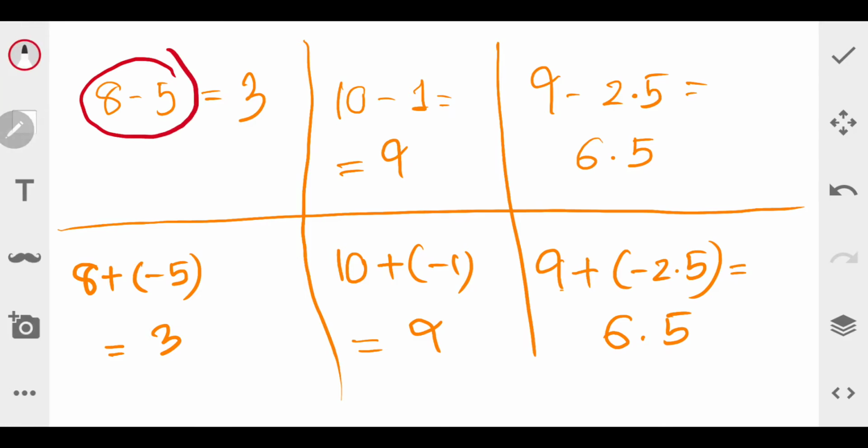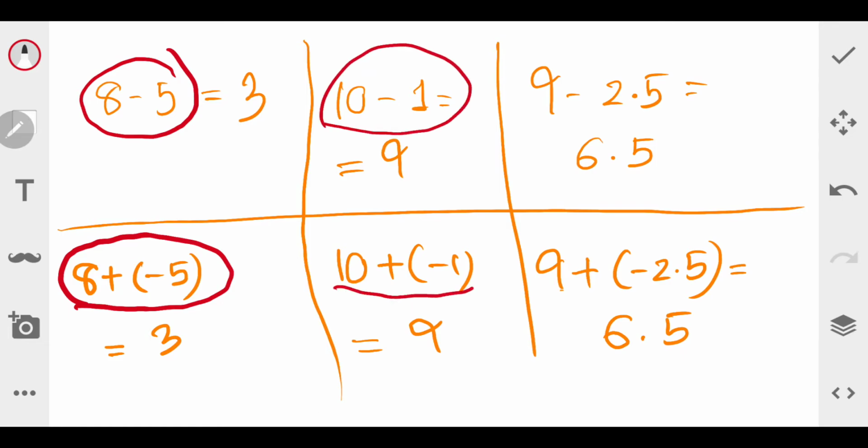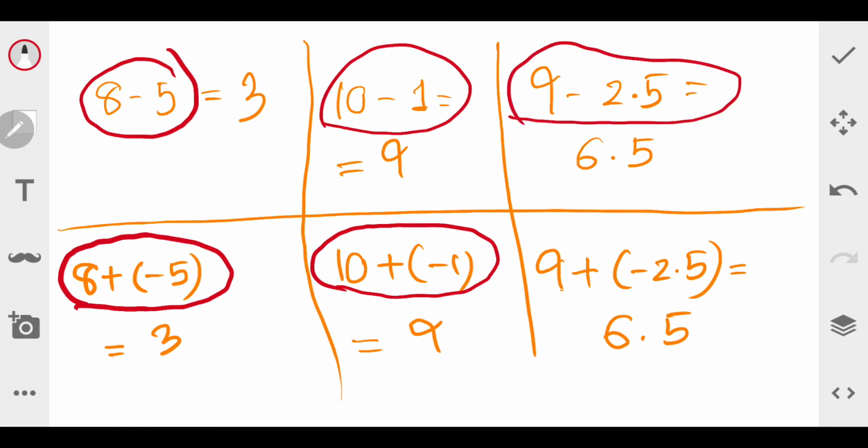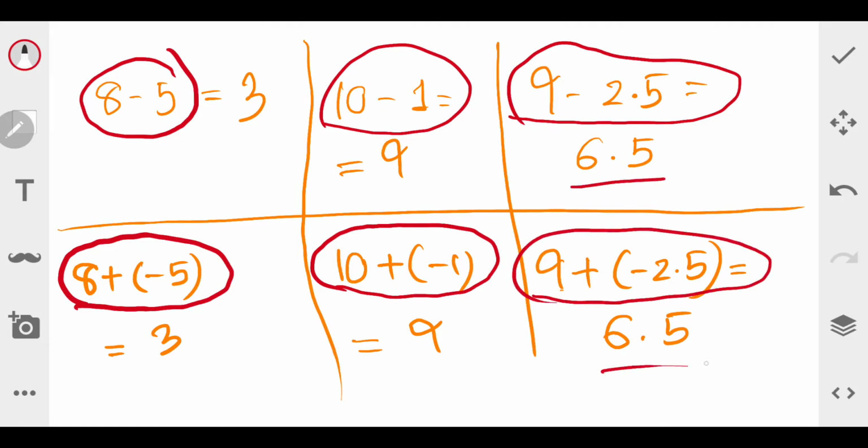8 minus 5 and 8 plus -5. Do you notice anything here? Is there any pattern here? If you look at the second one, 10 minus 1, and we have 10 plus -1. The last one we have 9 minus 2.5 and 9 plus -2.5. If you look at the result, 6.5, 6.5, 9, 9, 3, 3. Okay, so we're getting the same answer. Why is that?